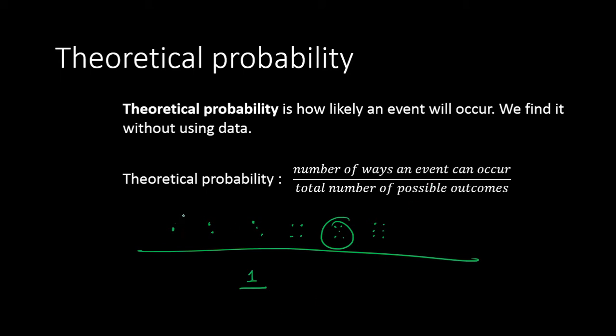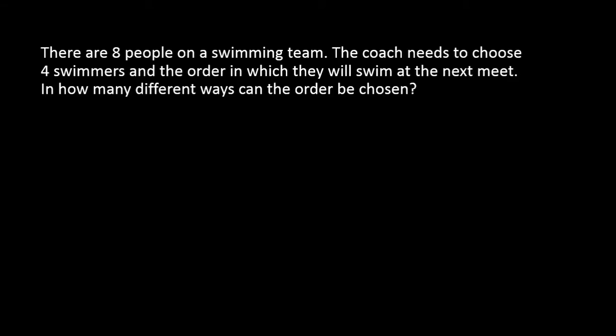So there's only one way I can get what I want. The total number of outcomes would be all of the possible rolls that could happen, and there are 6 of them. So I have a 1 in 6 chance of getting what I want, of rolling that 5. So again, theoretical probability, number of ways what we want can occur over total number of things that could happen. So we're going to practice with both of them.